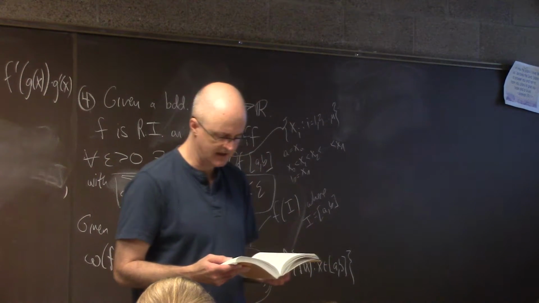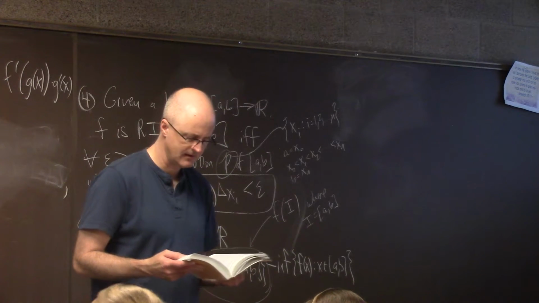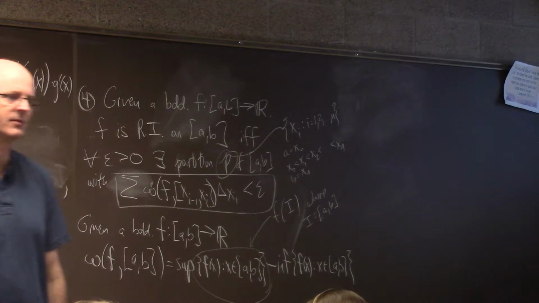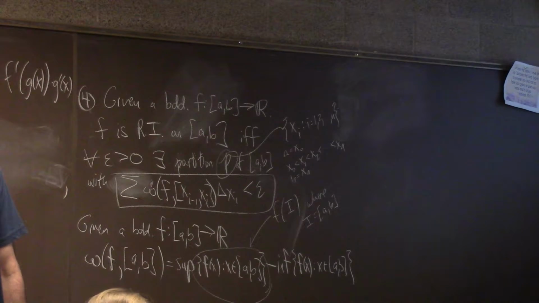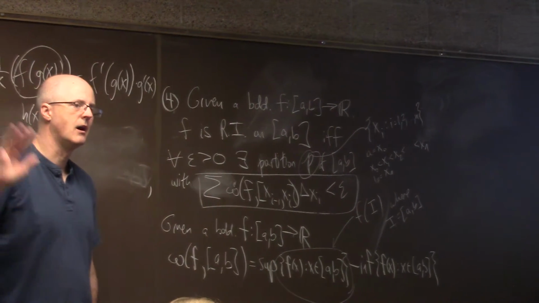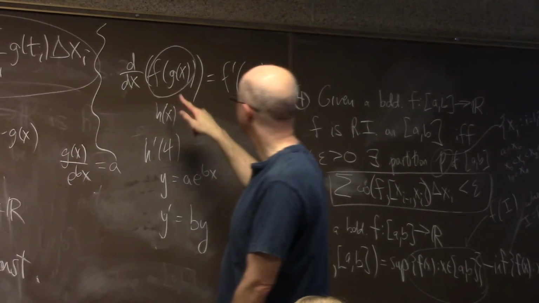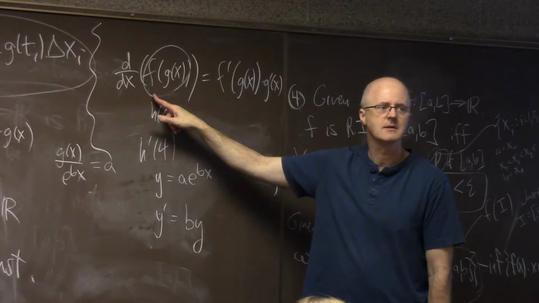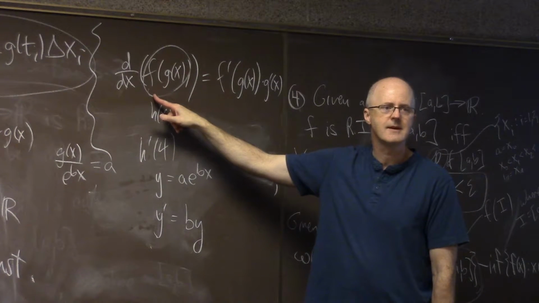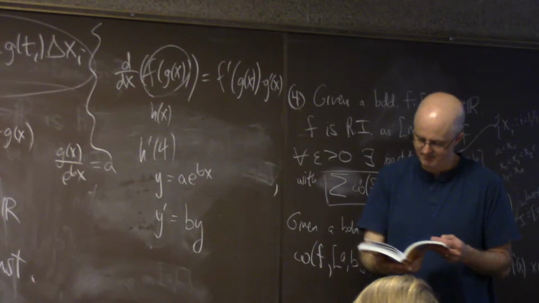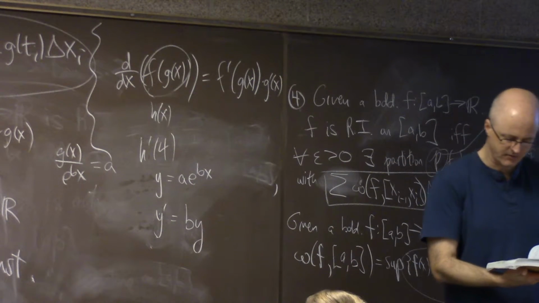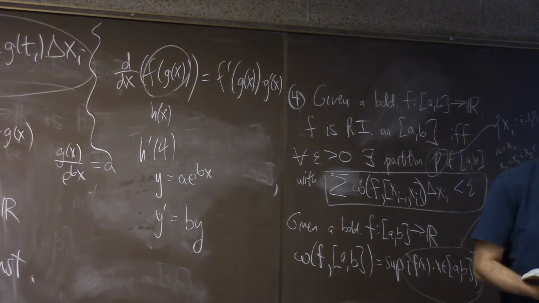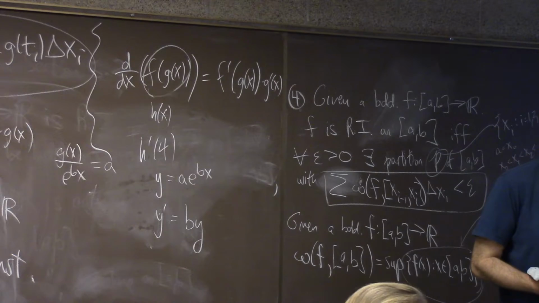Facts about continuity include that the algebraic combinations of continuous functions are continuous: sums, differences, products, quotients, as long as you're not dividing by 0. Also compositions, f of g of x, of continuous functions are continuous. And inverse functions of continuous and strictly monotone functions are continuous. It's got to be strictly monotone to be invertible in the first place.